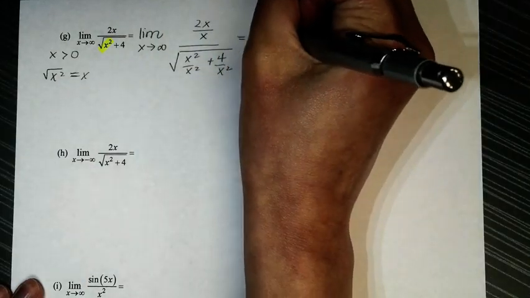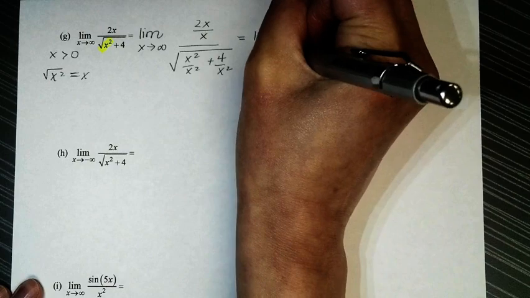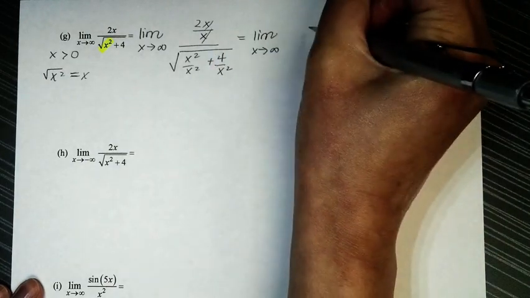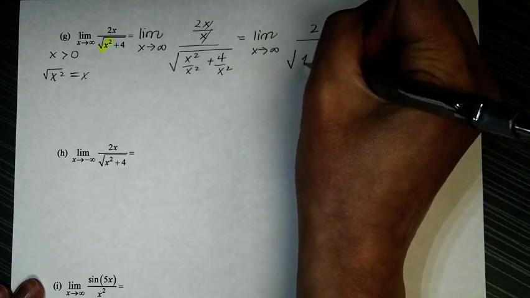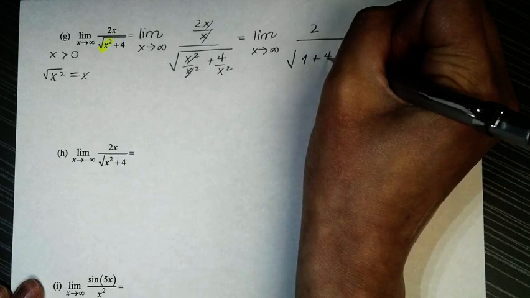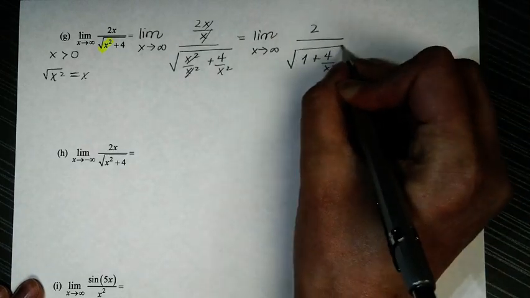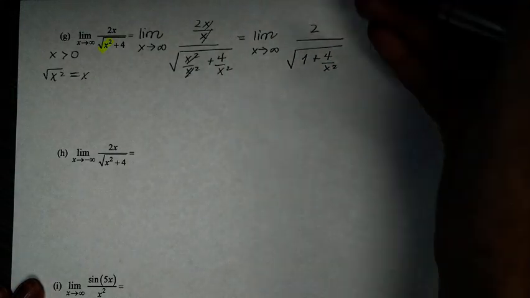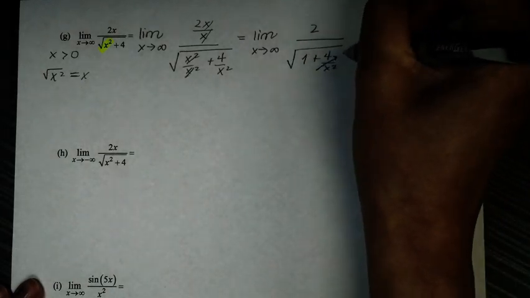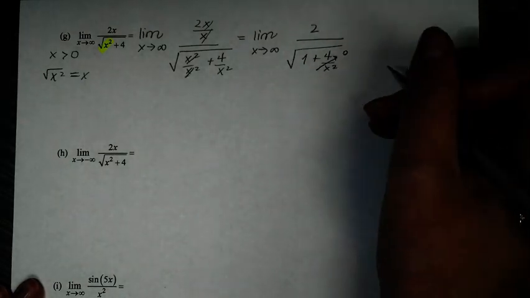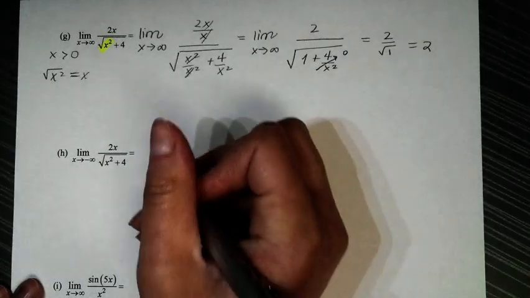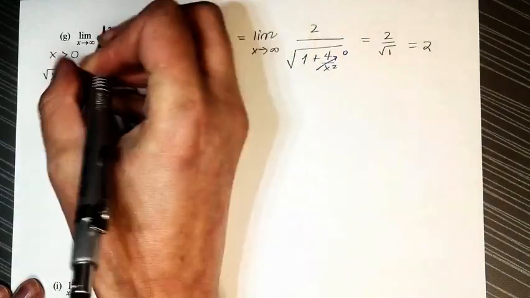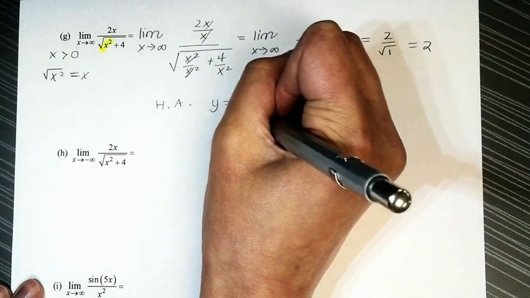Now simplify this expression. You have the limit as x approaches infinity. These x's cancel, so you have only the 2 at the top, and then in the denominator you have the square root of 1, because this cancels, plus 4 divided by x squared. When x approaches infinity, 4 divided by x squared flies to 0. So you have 2 divided by root 1, and this is going to be equal to 2. So this is telling you that the horizontal asymptote of that equation is going to be y equals 2.